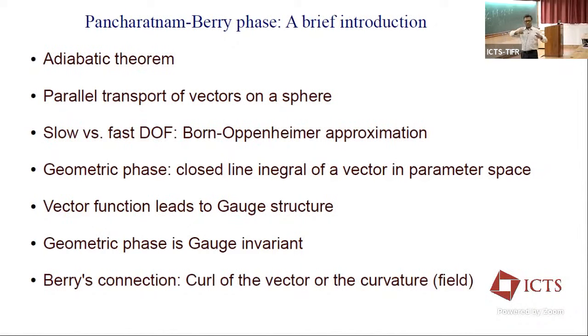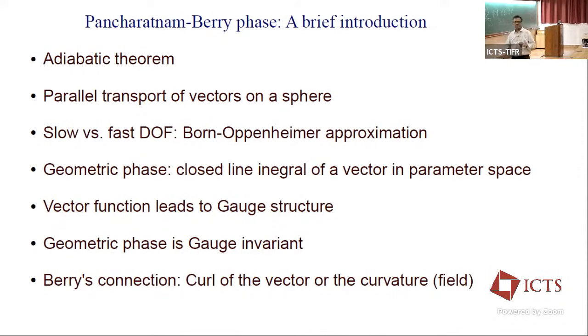Then if you transport this in a closed path on a sphere, any sphere, any closed path, you can find that if you bring it along a closed path from the initial position to the final position, the same position, the vector will not point in the same direction as the original one. There will be a phase difference. So that is the Pancharatnam phase, in a particular system, the polarization of light.